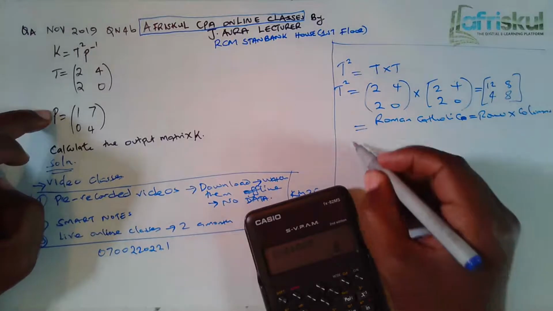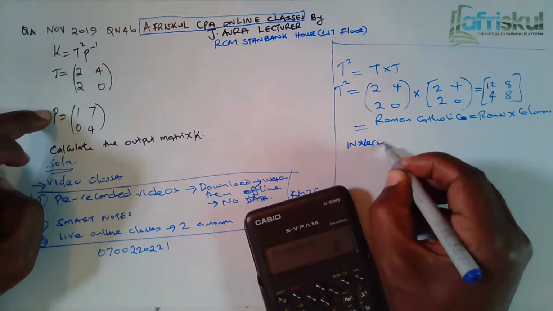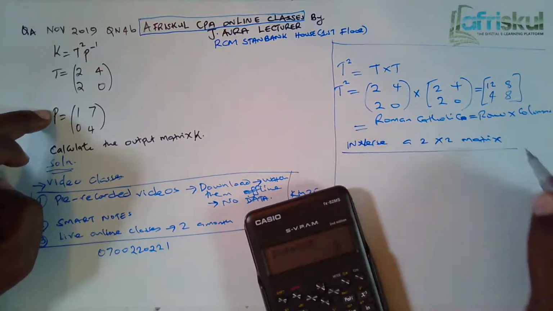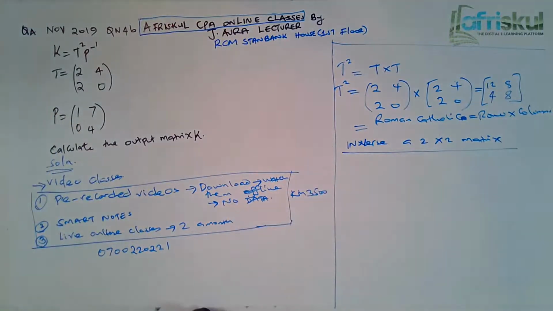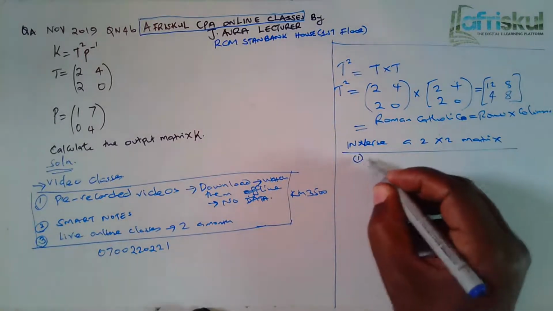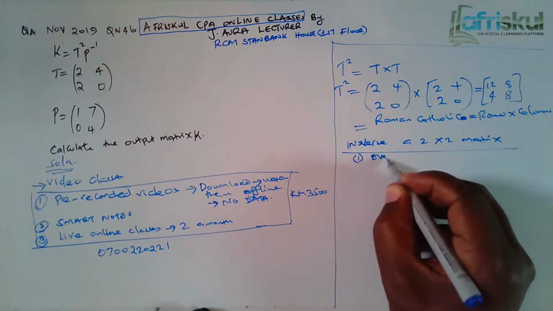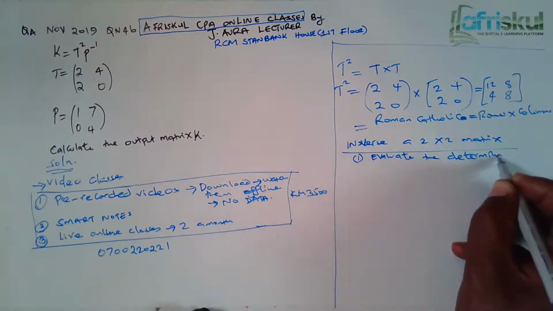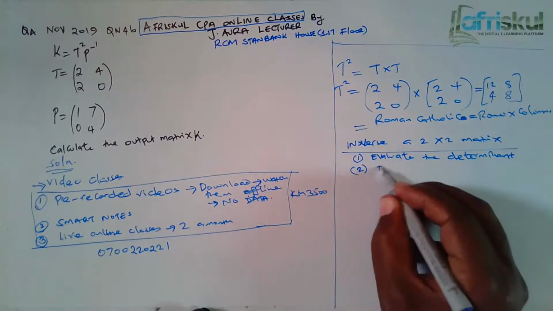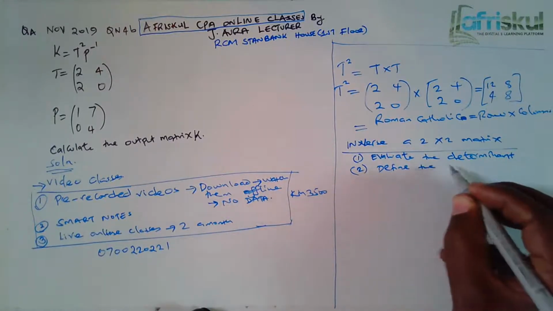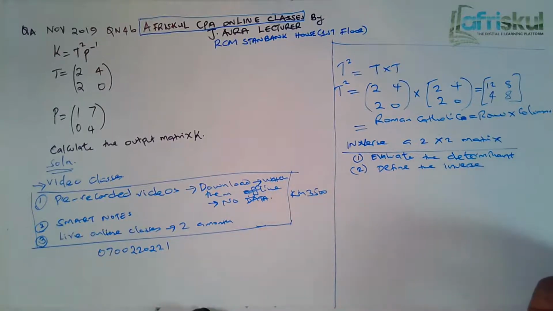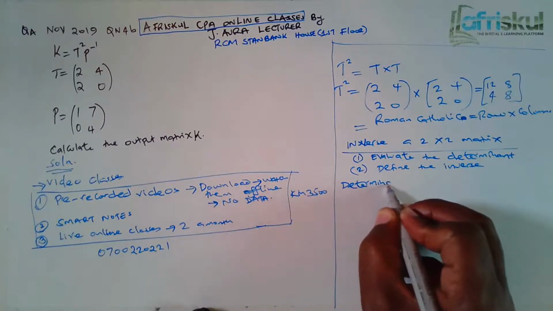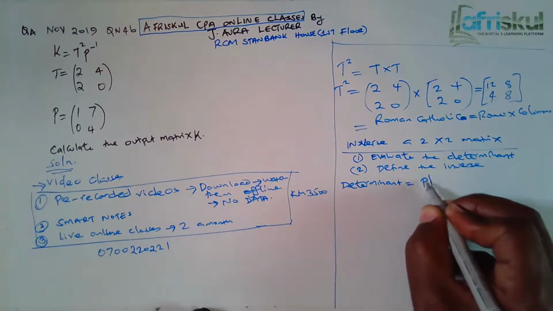So how do we inverse a 2 by 2 matrix, a matrix that has 2 rows and 2 columns? Number 1, you evaluate the determinant, and number 2, you define the inverse. Two basic steps. Number 1, let's get the determinant of matrix P, whose symbol is like that.